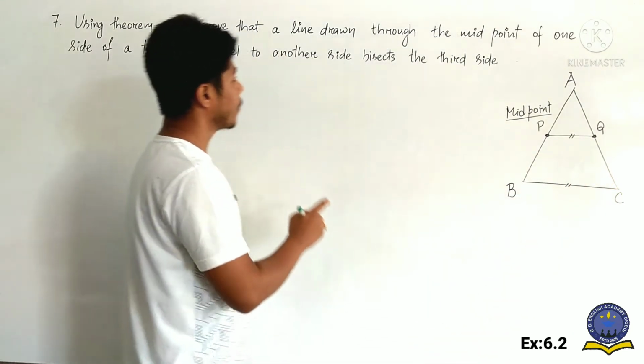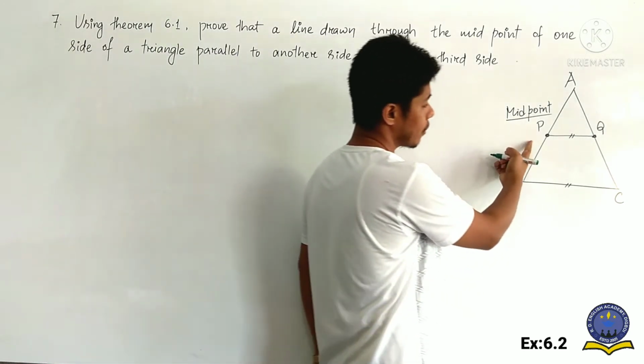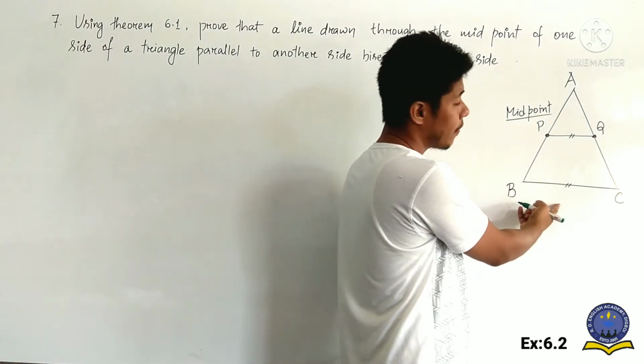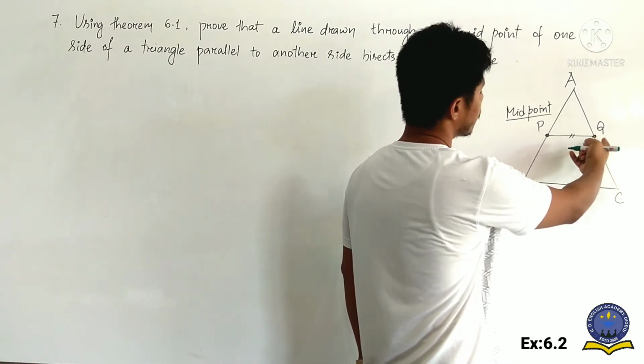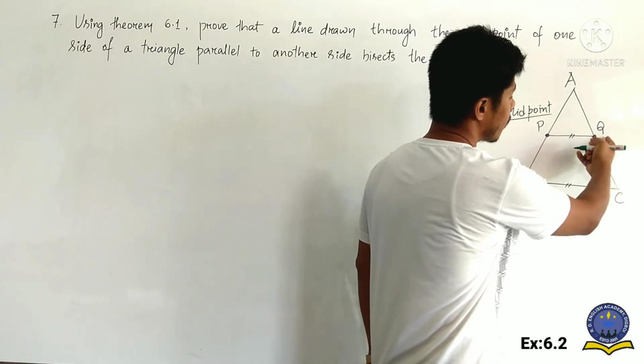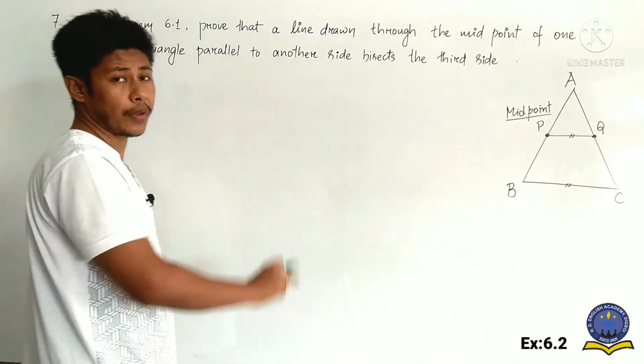Now, what do we need to prove? The line bisects the third side. The first side is this one, the second side is this one, and the third side is the one that gets bisected. That means we need to prove that Q is the midpoint. That is the meaning of this statement, isn't it?